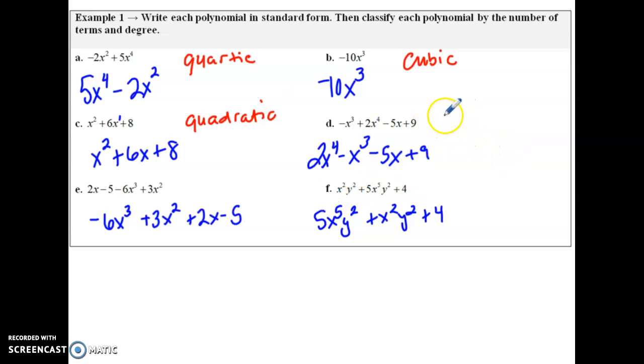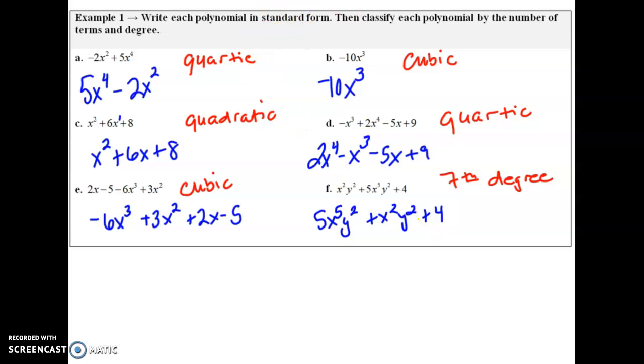Okay, and then the next one, biggest exponent is 4 again, so it's quartic. For E, the biggest exponent is 3, so cubic. And then this one, because we did 5 plus 2 to get 7, we're going to call that the 7th degree. We don't have a special name for that one.